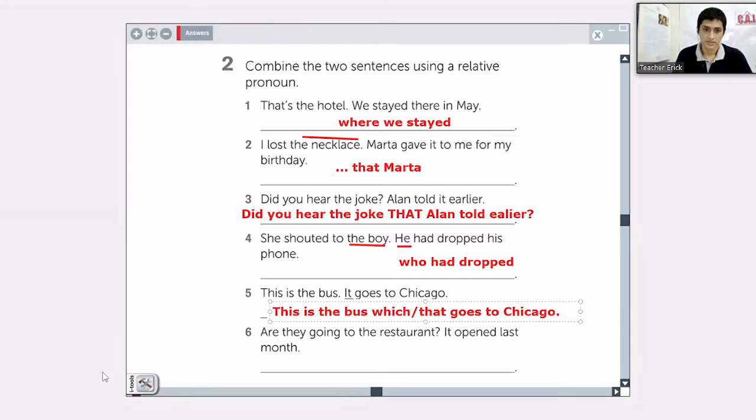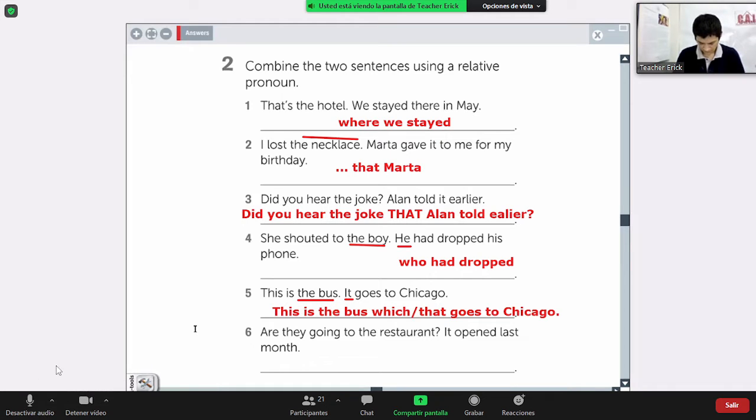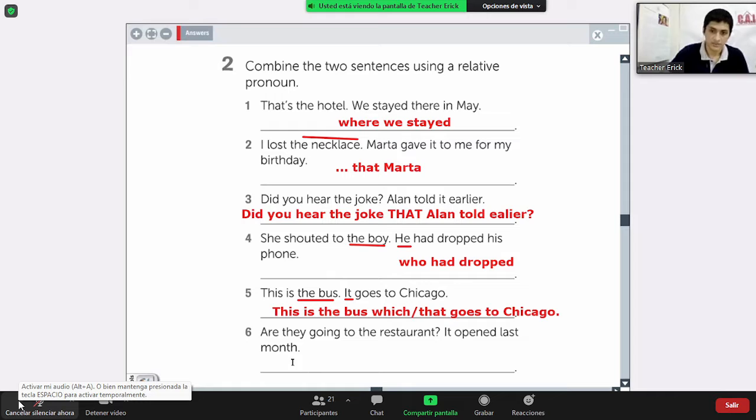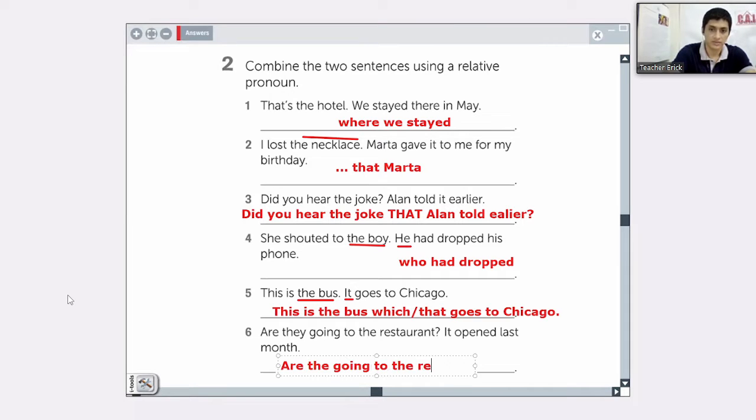And number 6, are they going to the restaurant? It opened last year. So number 6, are they going to the restaurant? It opened where it opened last month? Without it. Without it. Okay. Are they going to the restaurant?